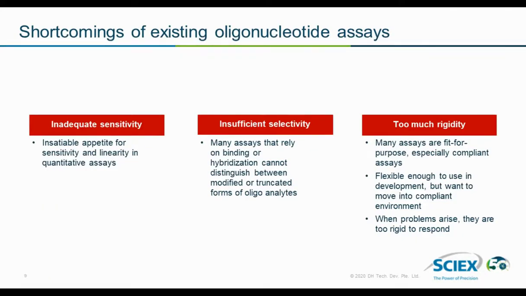Again, looking at some of the shortcomings of existing oligonucleotide assays, here you can see them highlighted in these red boxes. I'm talking about ELISA or ligand binding assay based formats of testing. Inadequate sensitivity is one thing, less so with ligand binding assay, of course. Insufficient selectivity is a problem sometimes specifically with ELISA. And also too much rigidity. Many assays are fit for purpose, exactly compliant assays. They're not flexible enough to be used in development.